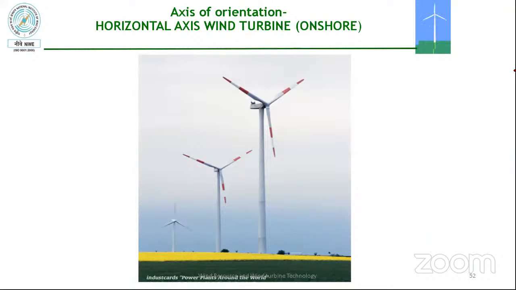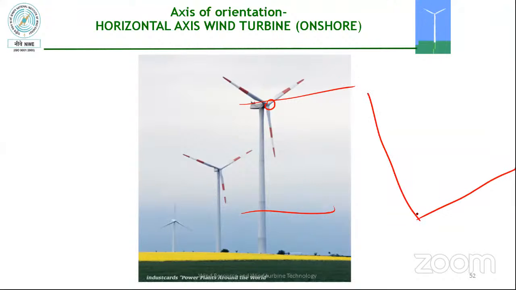And the axis of orientation is horizontal, because the axis of orientation is parallel to the ground. So that's why it's called a horizontal axis wind turbine. The advantages are, as I told you, since the wind speed increases with height, you can also raise your turbine according to the height so that you can extract maximum energy from the wind. There are other advantages too.